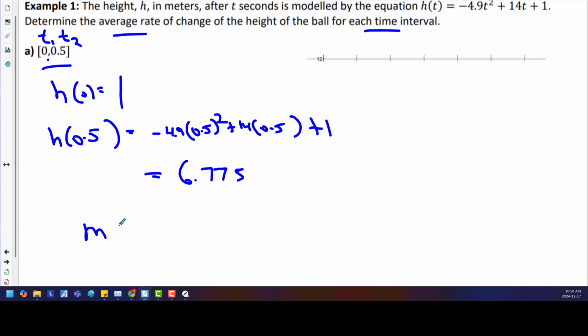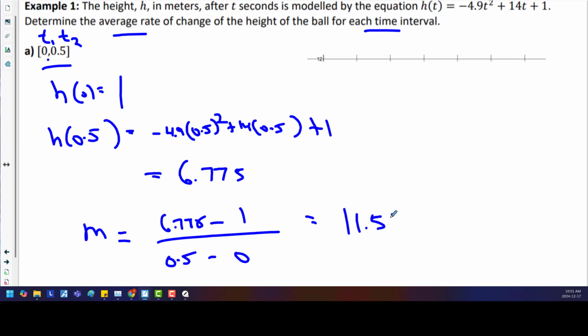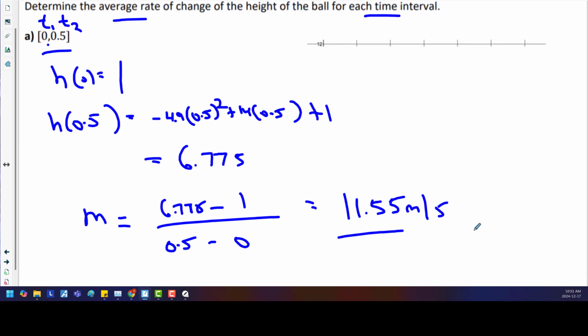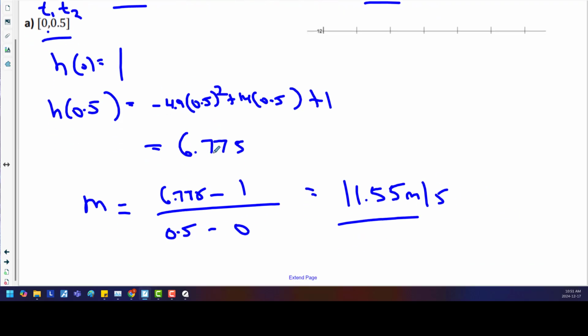And now we have our y values and our x values, or our independent and dependent variables. So we can solve for slope. Slope is, remember, h2 minus h1 over t2 minus t1, which is 6.775 in this case, minus h of 0, which was 1. So that's going to be 5.775 divided by 0.5, or times it by 2, which is 11.55 meters per second. So that is the first slope between these two intervals.